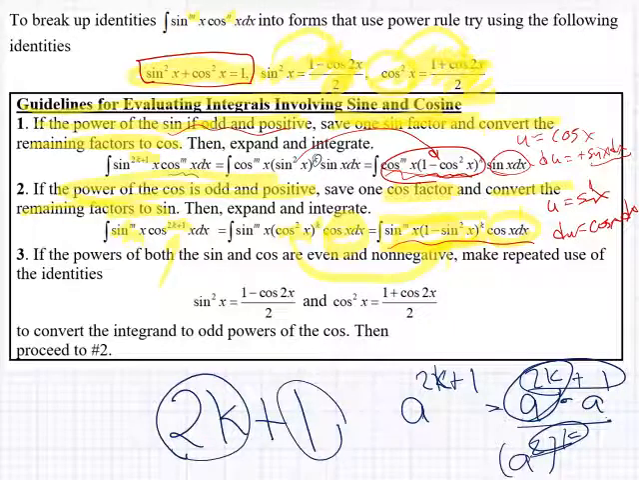Someone always asks, well, what if both sine and cosine are to odd positive powers? Which is a possibility. Both of these powers are odd and positive. Well, then it actually doesn't matter which way you do it. Pick one, okay? Either pick it by saving a sine for the du or a cosine for the du. Whichever way you do it, you'll get the right answer.